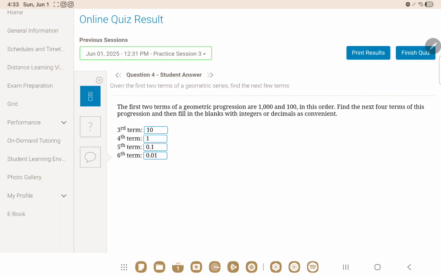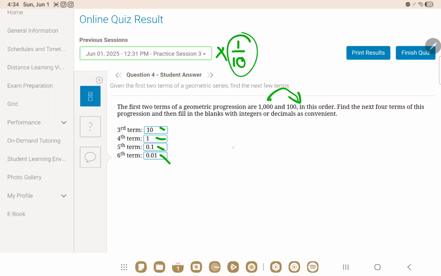For this question, you just need to find how much you divide by each time. Each time, you could get that by doing 100 over 1000, cancelling zeros with each other. You're dividing by 1 over 10. That's your common ratio, which means you're multiplying by 1 over 10, which is the same as dividing by 10. So you're dividing by 10 each time. So 100 divided by 10 gives you 10, 10 divided by 10 gives you 1, 1 divided by 10 is 0.1, 0.1 divided by 10 is 0.01.